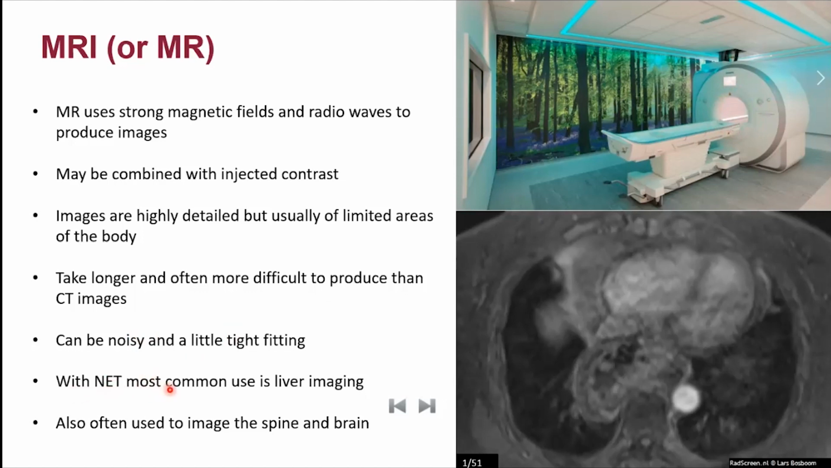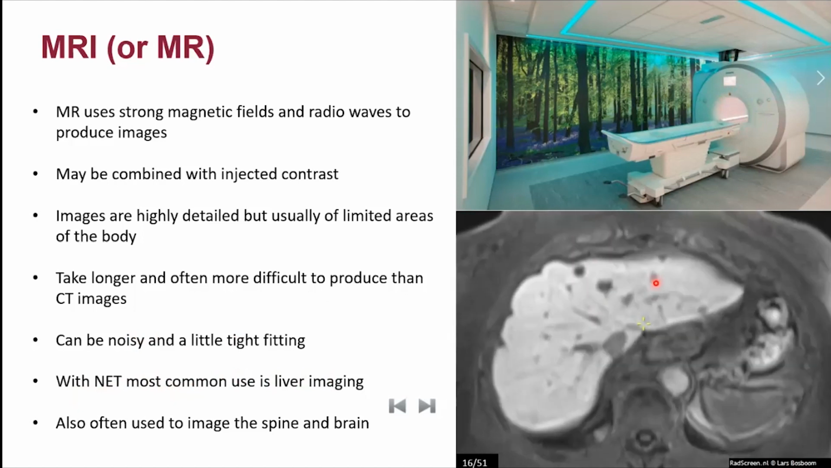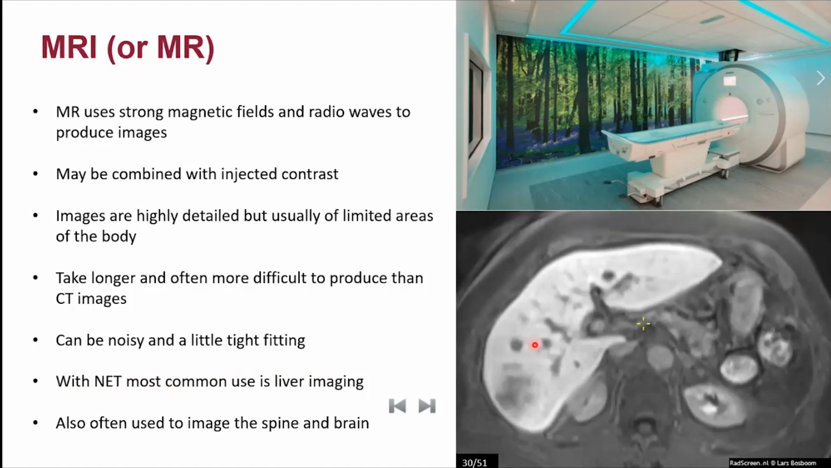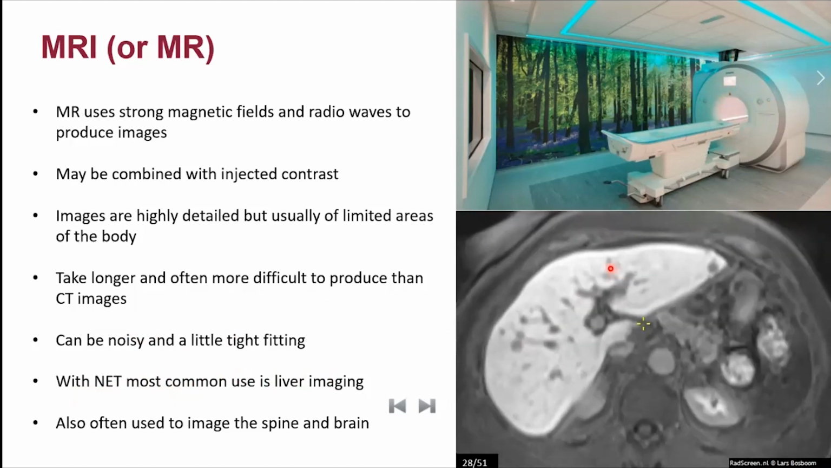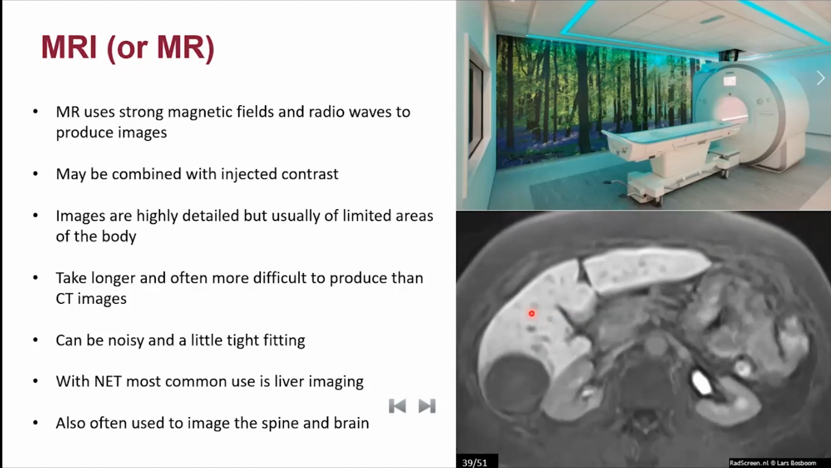With neuroendocrine tumour, the most common use of MR is to look at the liver. So here's a liver MR, and you can see all these black dots are metastases in this patient's liver. The reason why that's better than CT is that CT has a sort of limit to the size of the lesions that we can see, so it won't see things as small as this.